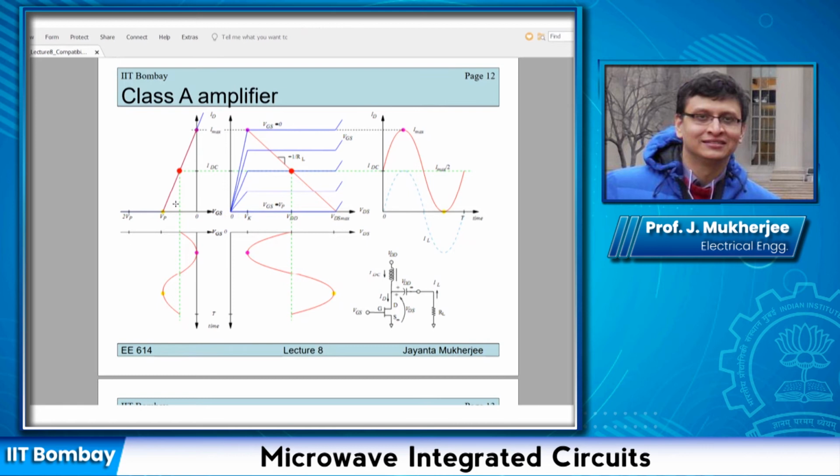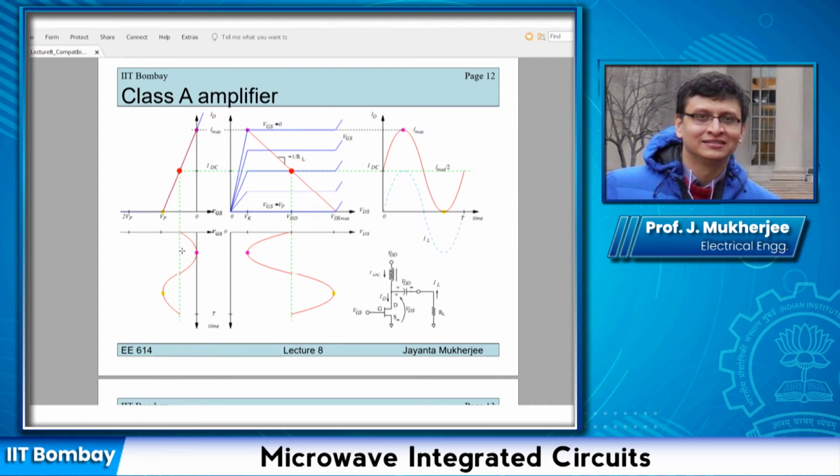Once again, this is the ID versus VGS curve that I drew a few minutes back. This is the ID versus VDS curve that I drew a few minutes back. Now look, I choose my bias point here, midway between 0 and VP. So the DC bias point for VGS is chosen here. The amplitude of my sinusoidal wave is such that it lies between 0 and VP.